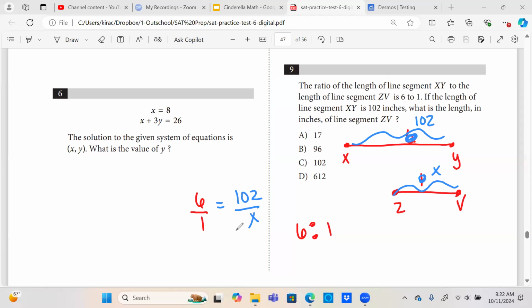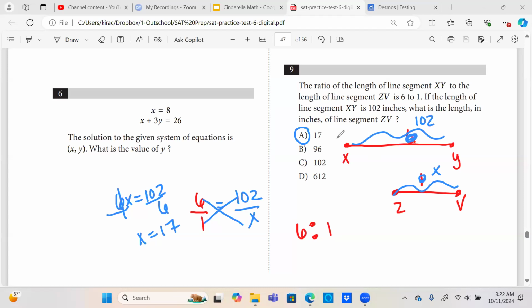We want the actual length of this one. That's how I would set up my proportion. And then I would cross multiply, giving us 6x is 102, dividing by 6 and getting 17. So the smaller line segment ZV has a length of 17 inches. Okay, that was number 9.